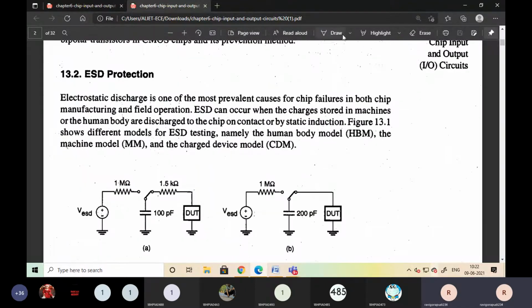First one is the human body model. ESD is due to the human body. I already told you 4 major reasons, like the human body interacting with the IC, or the IC interacting with the ground. The ESD testing models are: first one is the human body model, HBM, and the second one is the machine model.